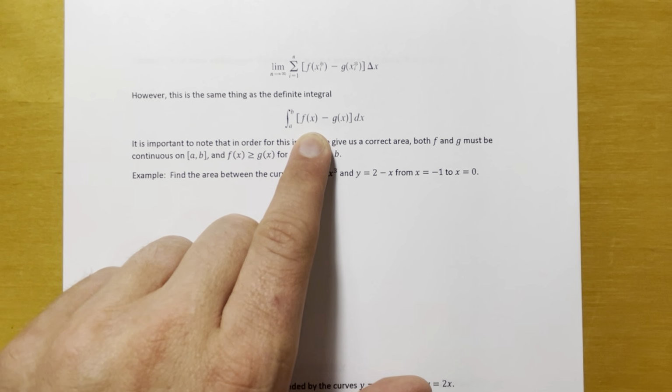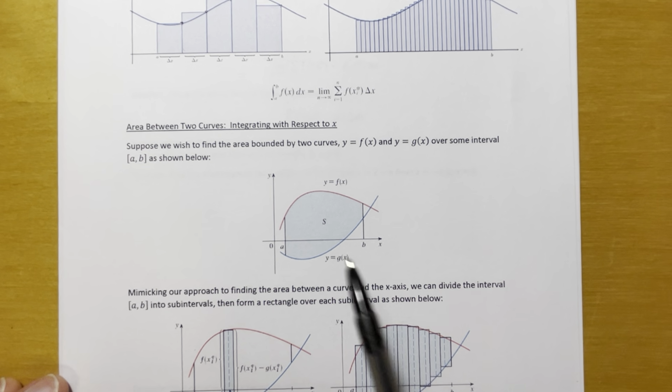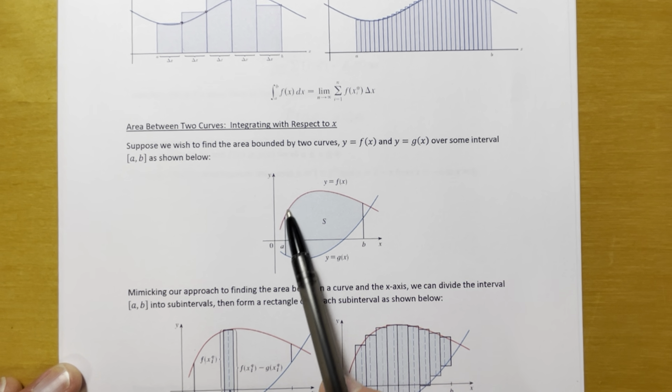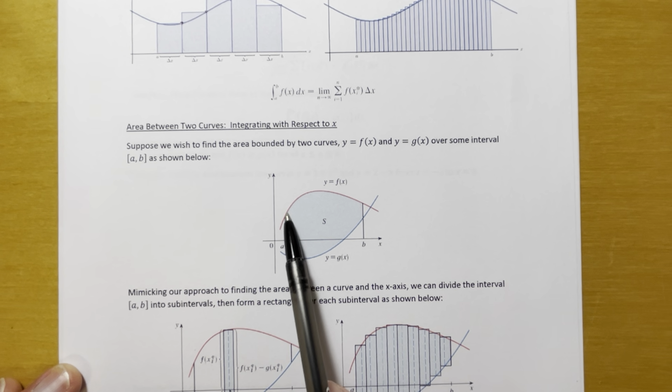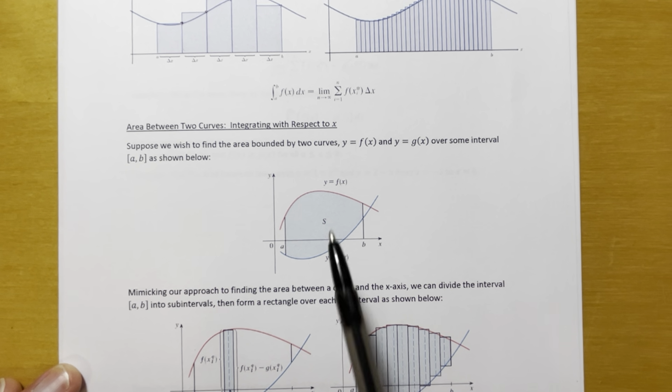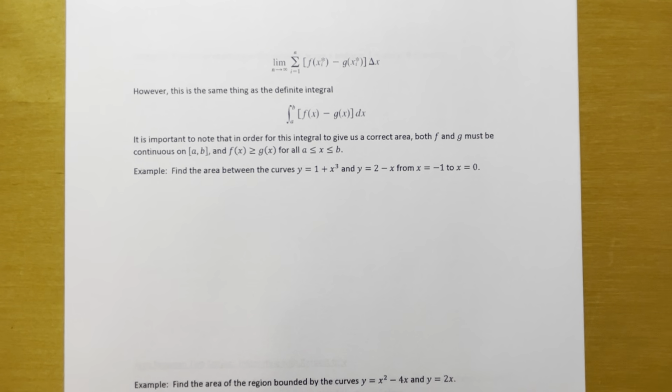Notice f of x shows up first, and in this example, f of x was the highest of the two functions. g of x was the lowest. So we want to think of this as high minus low, okay?